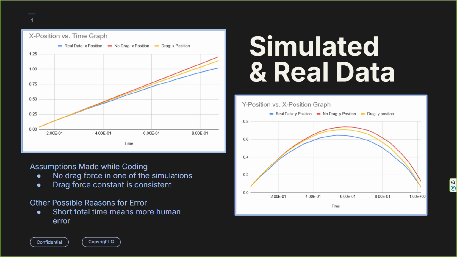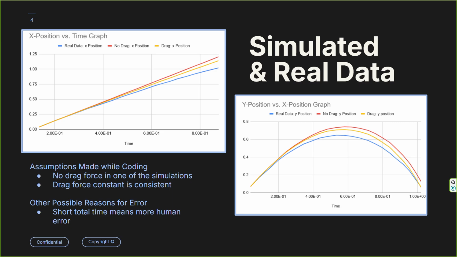So drag force from one side is going to be different from drag force from the other side, but it's relatively the same. So we just said it's roughly constant. And again, some error that this could be accounting for is just human error. We mess up things. But as you can see, the simulated data with drag force is much closer to the real data than without drag force, showing that we do need to account for drag force.